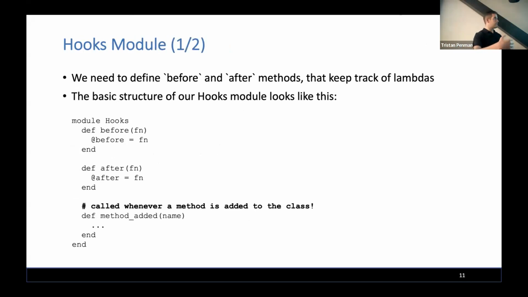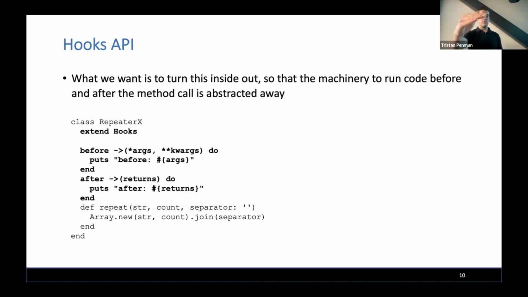So this is the basic structure of the hooks module. We've got our two methods, before and after. They actually don't do much. They just store the lambda literal that's passed into them. Then where things get really crazy is this method added method at the end here. So this is the first example of how we're going to use metaprogramming in Ruby. What's cool about method added is whenever a method is added to a class, this gets called. So you could read through repeater X here, and once we get down to def repeat, that's actually going to cause method added to be called. It's basically a little way for us to hook in and say, just tell me when this happens so that I can do something with it.